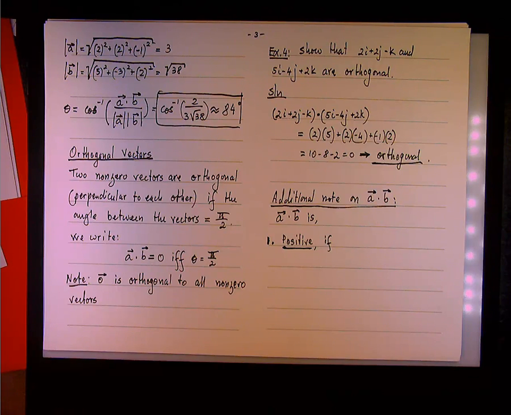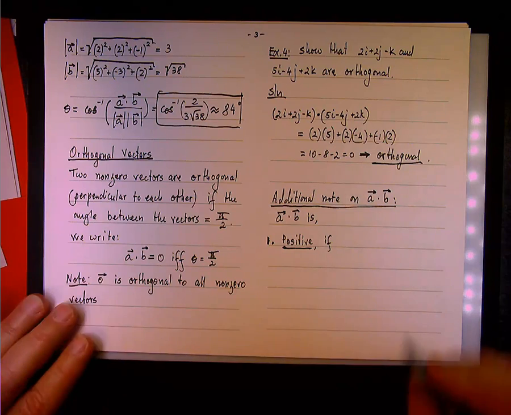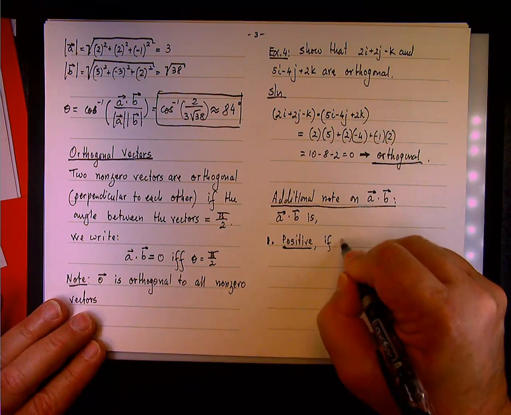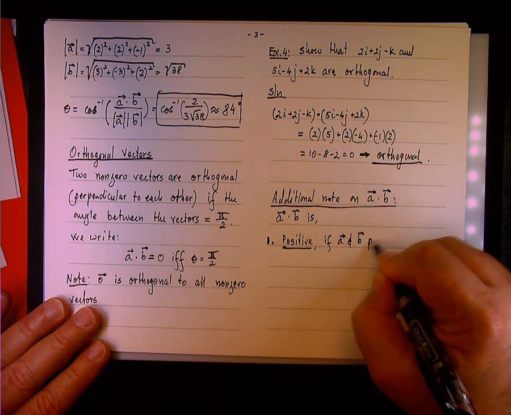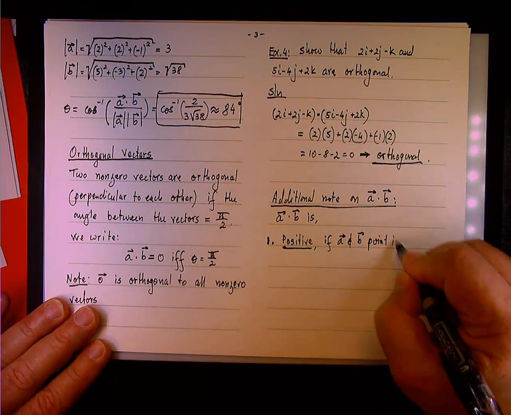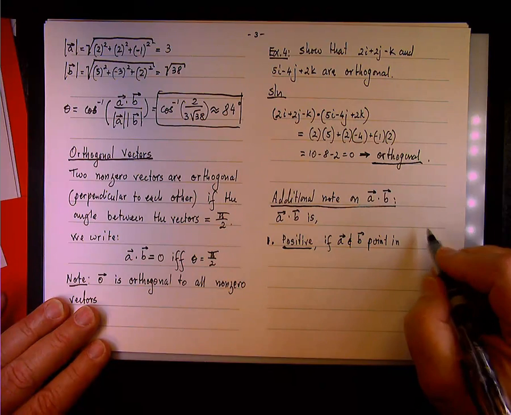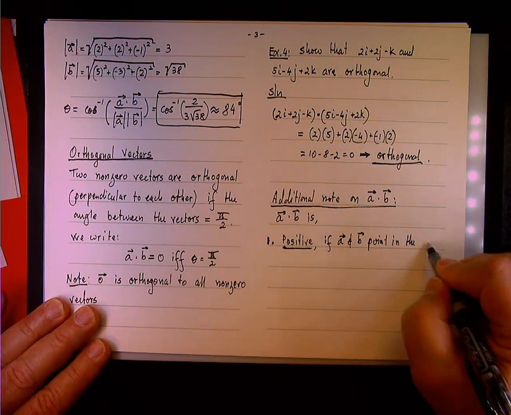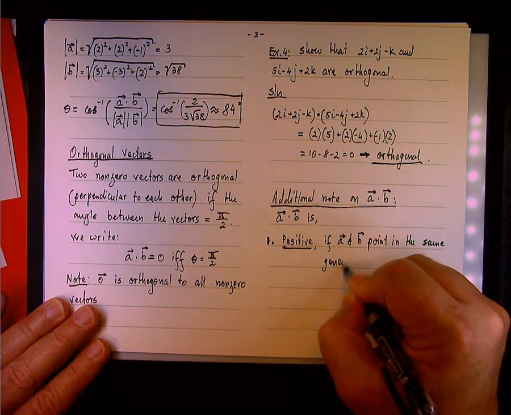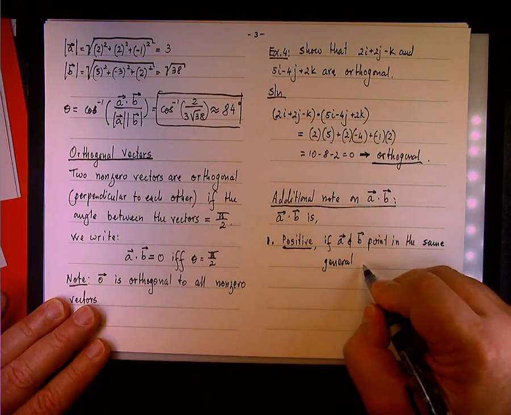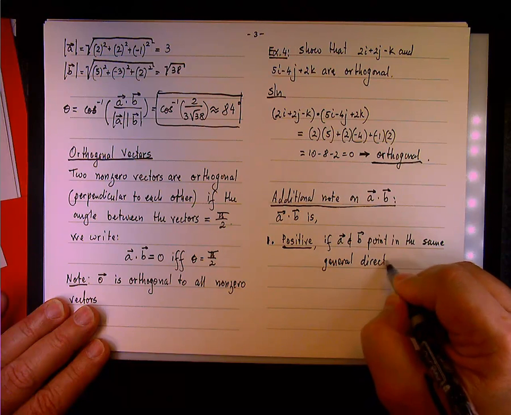But what does it mean practically speaking? They both point in the same direction, right? That's what it means that you have an acute angle between two vectors. So we're going to say that if A and B point in the same direction, so in the same general direction, because they're not exactly parallel.